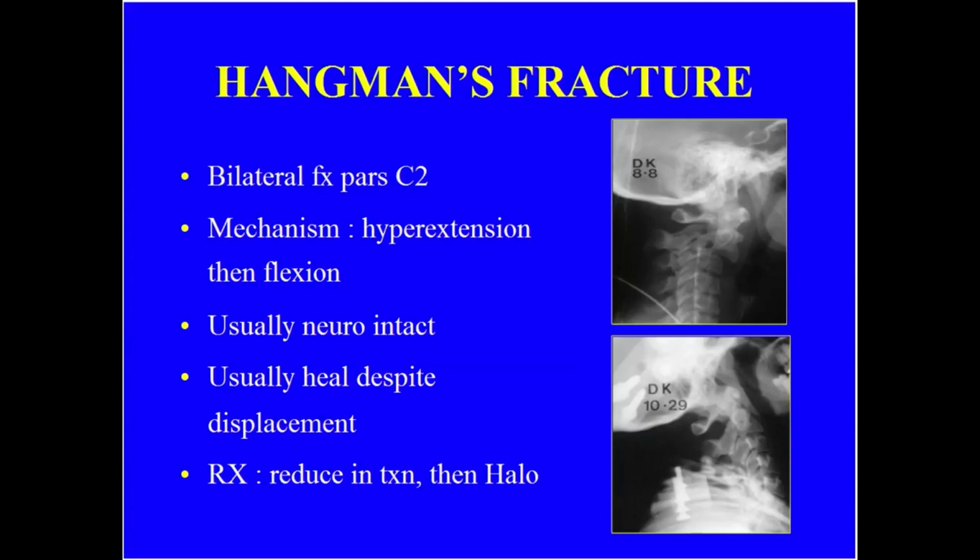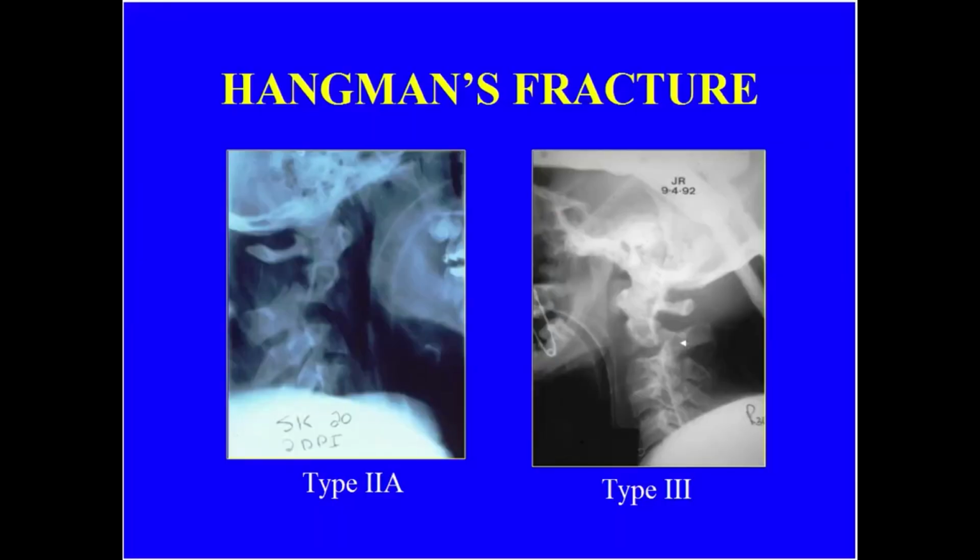The treatment, therefore, is to reduce the patient in traction and then put the patient into a halo. The widely displaced ones, some people say you should hold in traction for as long as 6 weeks. I know very few places where they do that. The standard answer is get this as reduced as you can in traction and then put the patient in a halo for 12 weeks. Be aware there's a couple of subtleties.